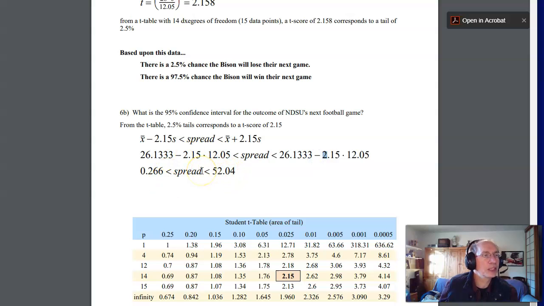And I get a point spread between 0.26 and 52. So it's 95% certain that NDSU will win the next game by somewhere between 0.26 points and 52 points. That's kind of what you can expect for test number 2 and 376, some statistics and some C programming.